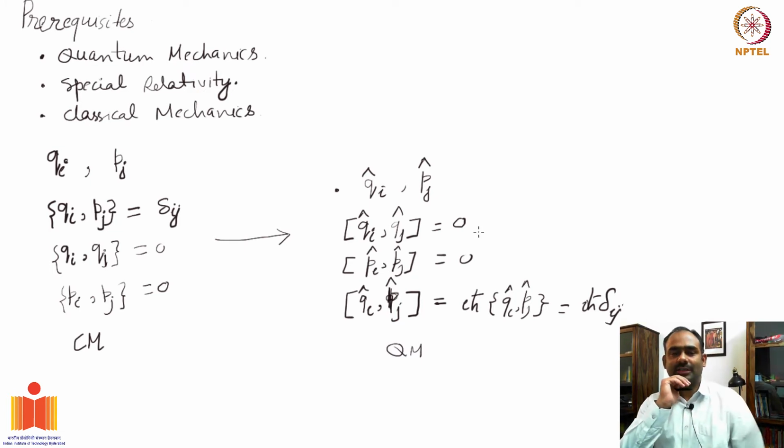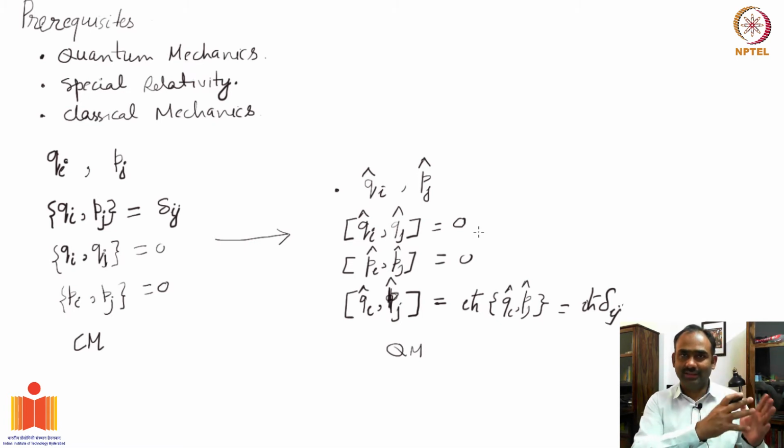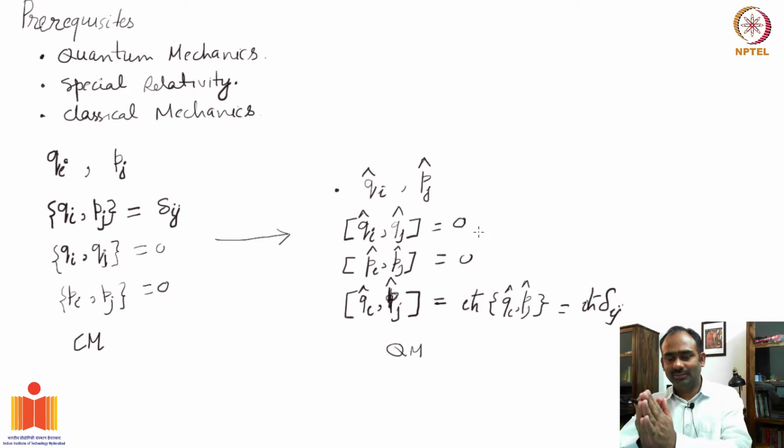Okay, so that's the prescription. How do you make a quantum theory starting with a classical theory? You take the coordinates, take the conjugate momenta, calculate the Poisson brackets, and to make the quantum theory, you promote them to operators. Define a commutator, and the commutator will be the same as your Poisson bracket in the classical theory times i h bar. Okay, that's how you make a quantum theory out of a classical theory. That's the prescription.